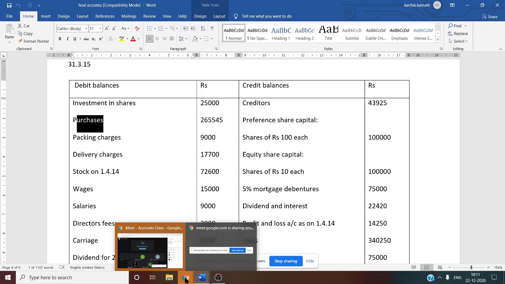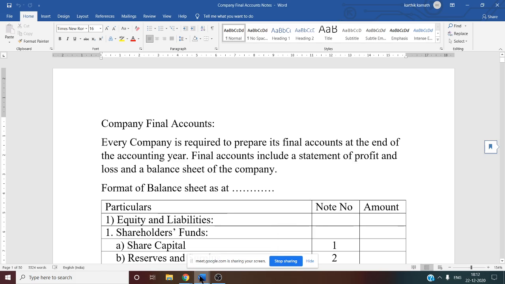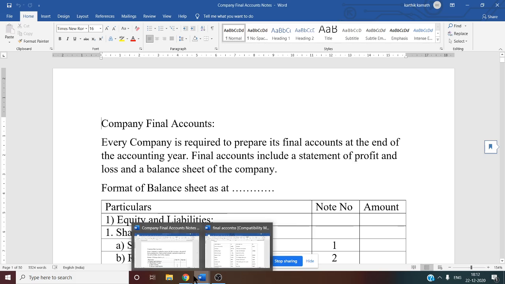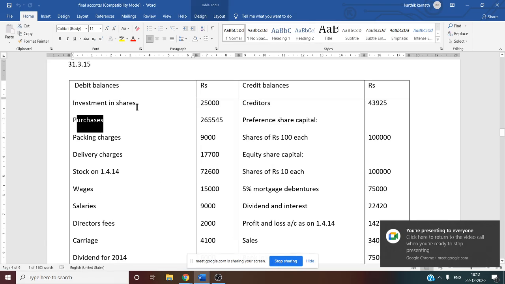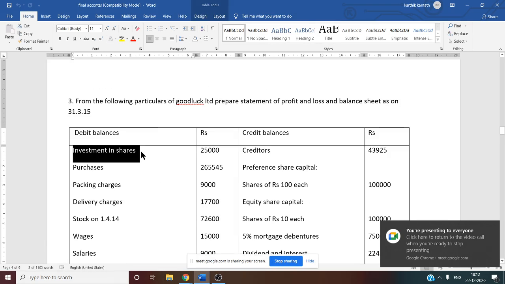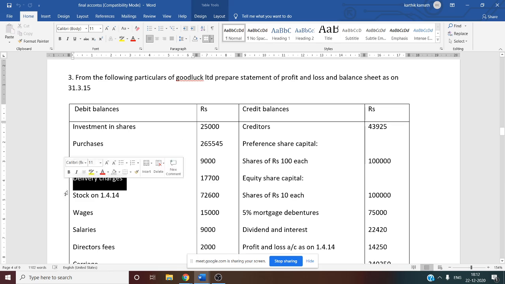Then purchases, that is purchases of stock in trade. There you have to write this information. So if you see here, investment in shares is working note number 12. Then purchases is working note number 25, profit and loss account. Packing charges is other expenses, working note number 30. Delivery charge, other expenses, working note number 30.